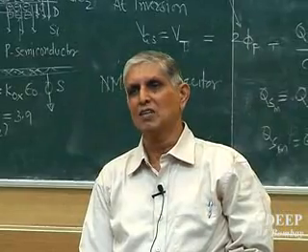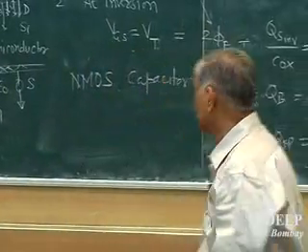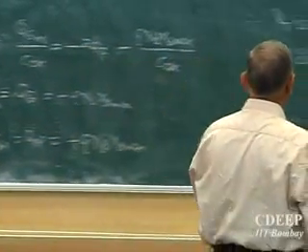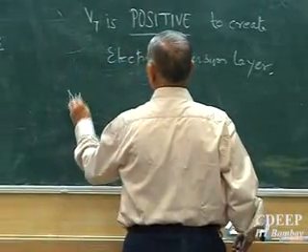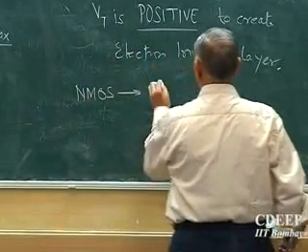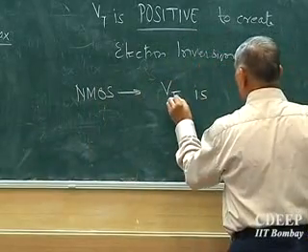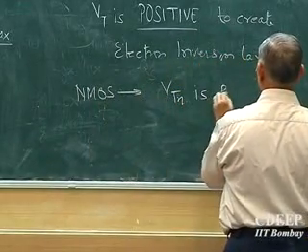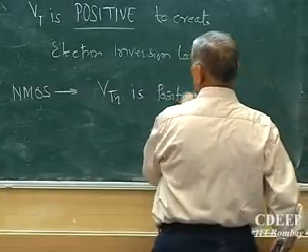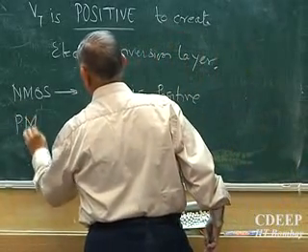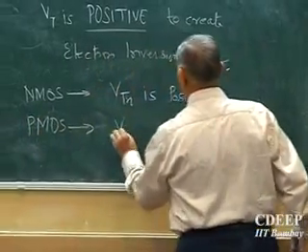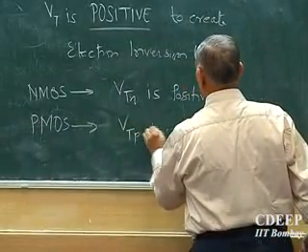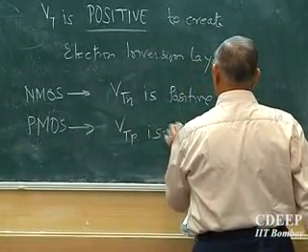Is that clear? So the statement for NMOS is that Vt is positive, or sometimes therefore called Vtn is positive, and for a P device, PMOS, Vtp if you wish, is negative.